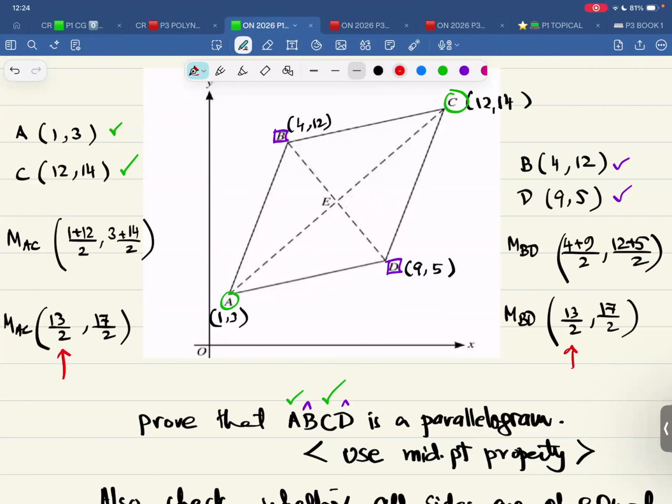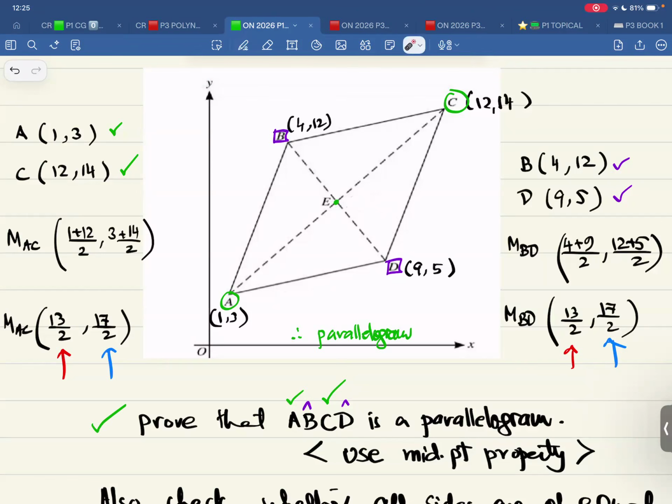The x coordinates are the same. Naturally, the y coordinates are also the same. So yes, E is the midpoint of these two diagonals. Therefore, it's a parallelogram. I have proven this. That's the first thing. Now, how can I use it? I can use it if I have three of the vertices, and I can find the fourth one. I'll do that in a short while. So now this thing is done.